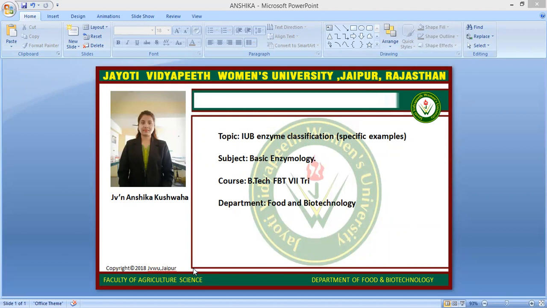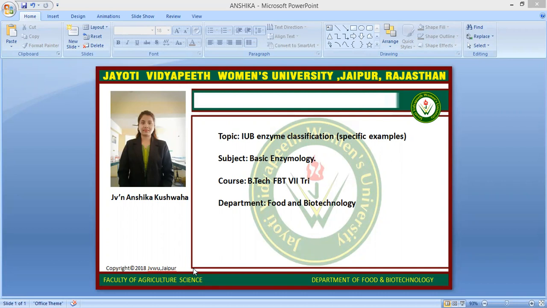Next, the fifth class is isomerases. They catalyze conversion of one isomer to another by transferring a group of atoms within a molecule. And the sixth class is ligases, which catalyze the synthesis of new chemical bonds using ATP. Its example is DNA ligase, which is involved in DNA synthesis.